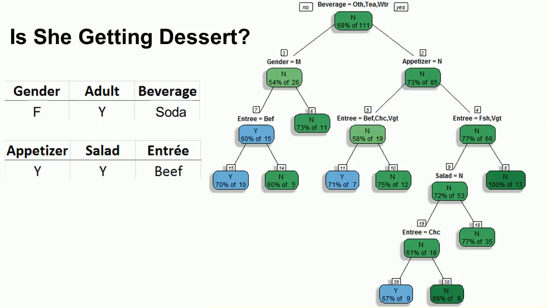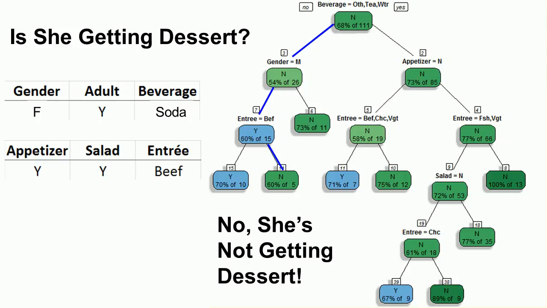What about her? Is she going to get dessert? Once again, we start with beverage, and she got a soda. So now we're going to be in this direction, and then the gender is female, and then she did get the beef, and she didn't get the dessert. We predict she's not getting dessert.